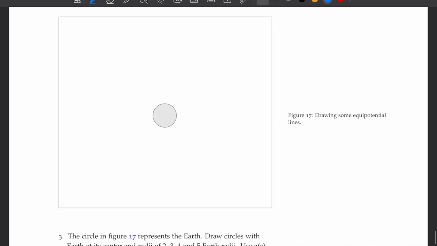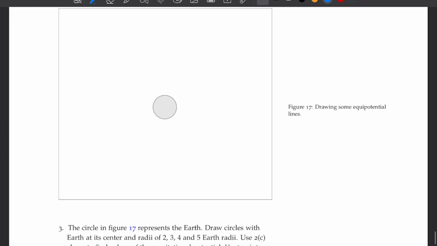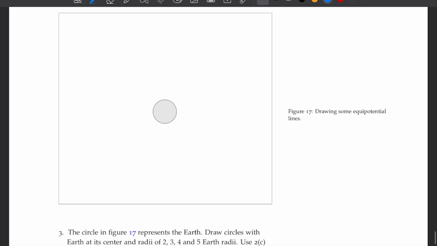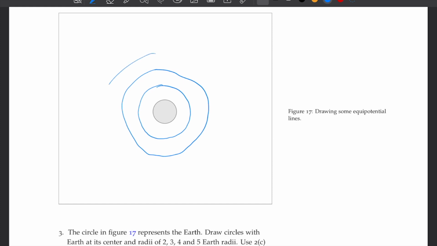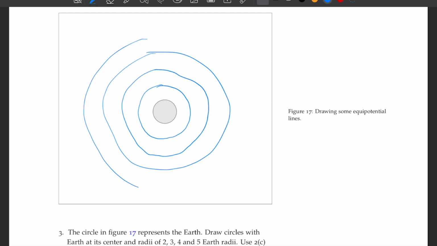Exercise 3. We are looking at the Earth, and I want to draw circles with Earth at its center, with radii 2, 3, 4, 5 Earth radii. I'll try my best. That's a circle of 2 Earth radii. And then I have 3, and then I have 4. You can all see these are perfect circles.